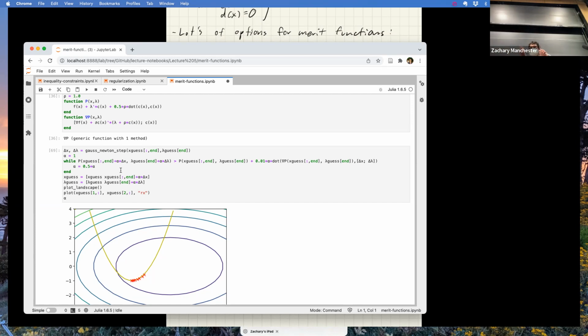Basically, if the constraint's super curvy, this is always going to be a problem because Newton's relying on a linearized constraint. So this specific problem of super slow convergence when you have large constraint curvature actually has a name. It's called the Maratos effect. I don't know, fun fact.